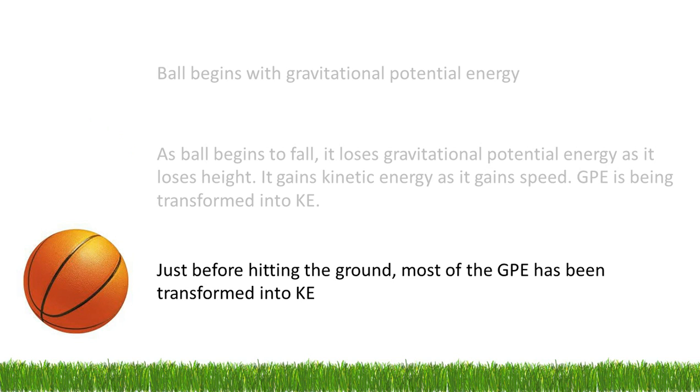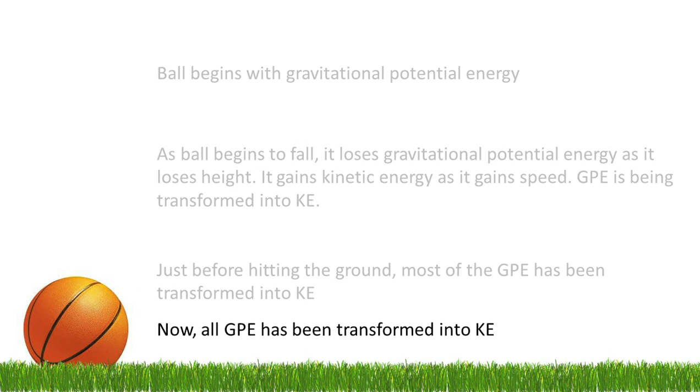Just before hitting the ground, again, that height is nowhere near as much as it was at the beginning. So most of the gravitational potential energy has now left the ball, but it hasn't just left, it has been transformed into kinetic energy. The kinetic energy of the ball at this point will be more than it has at any other stage of the ball falling, until the ball hits the ground. Now, there is no height above the ground anymore, which means the ball has no gravitational potential energy. Where has it gone? It has been transformed totally into kinetic energy.